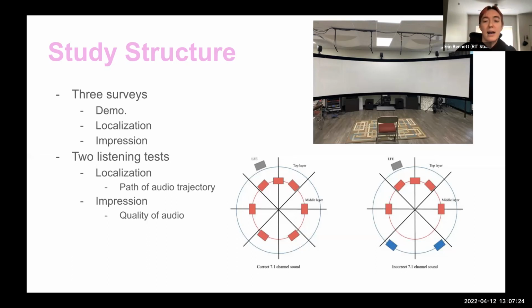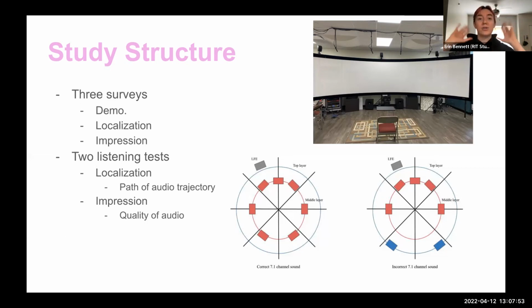So on the right side here, I have two different configurations shown. On the left side, this is the "correct" 7.1 channel configuration. I say correct with quotations because it's correct given the ITU standards, which is the union I mentioned earlier. And this is kind of the standard that people have been following for years of how they should set up 7.1 surround.